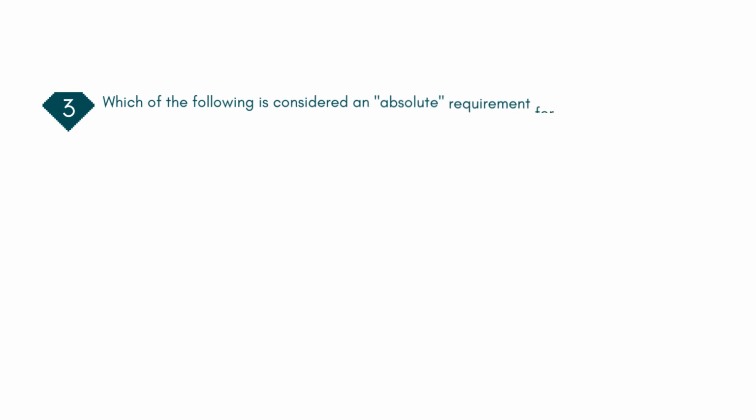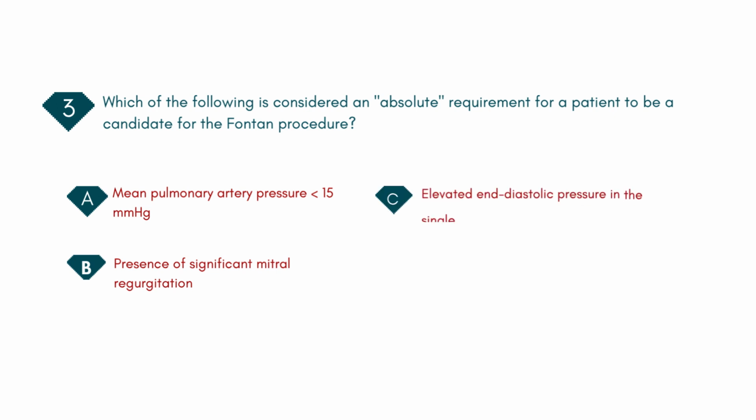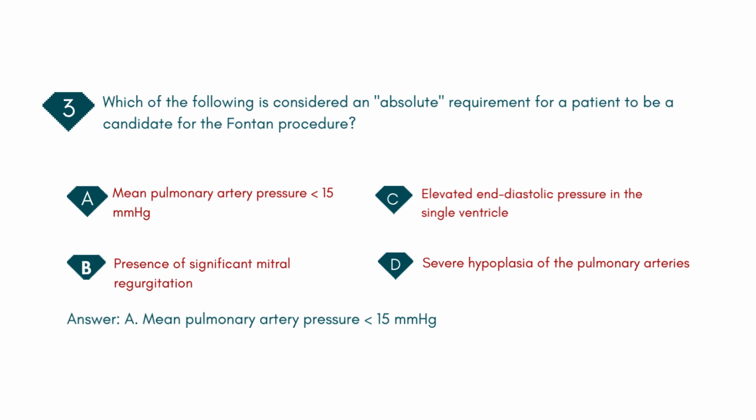Which of the following is considered an absolute requirement for a patient to be a candidate for the Fontan procedure? A. Mean pulmonary artery pressure less than 15 mm of mercury. B. Presence of significant mitral regurgitation. C. Elevated end diastolic pressure in the single ventricle. D. Severe hypoplasia of the pulmonary arteries. Answer, A. Mean pulmonary artery pressure less than 15 mm of mercury.